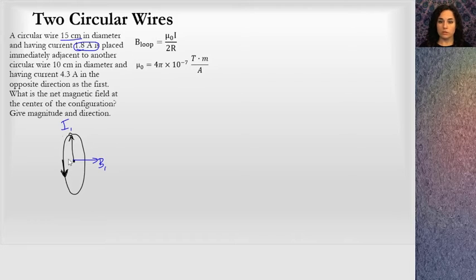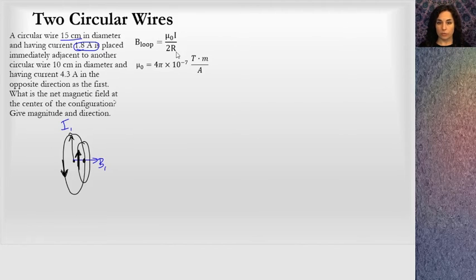There's another circular wire immediately adjacent to it. So let me put another circular wire in here right next to it. And this is the 10 centimeter one. And so they're right next to each other. The current is moving in the opposite direction, so I'm going to put the current going upward on the front side of that loop. So it would be coming out of the bottom and going into the top and going upward in the front. And I can see my thumb is pointing to the left in that situation.